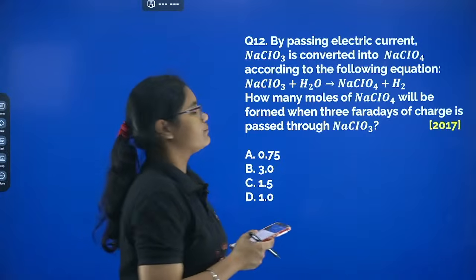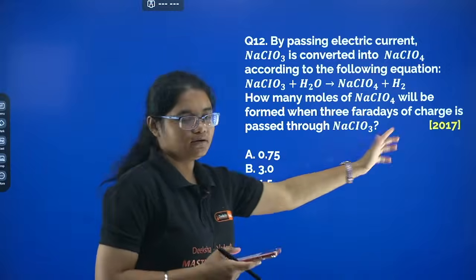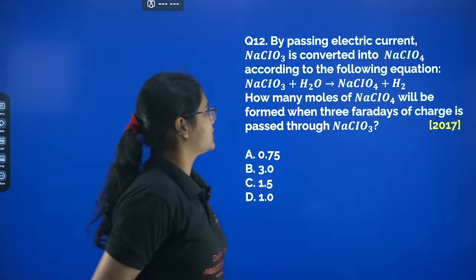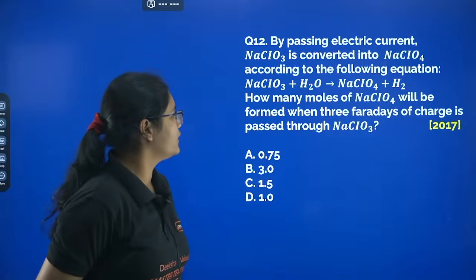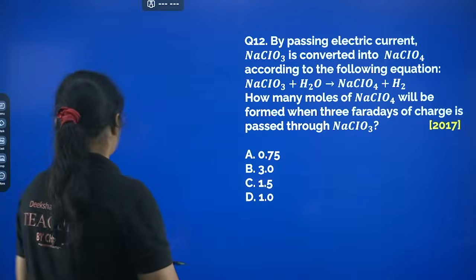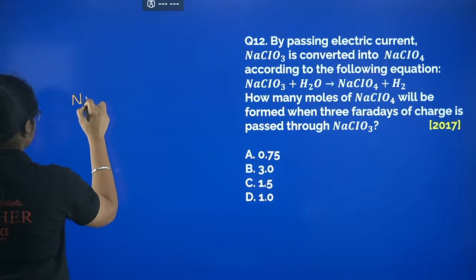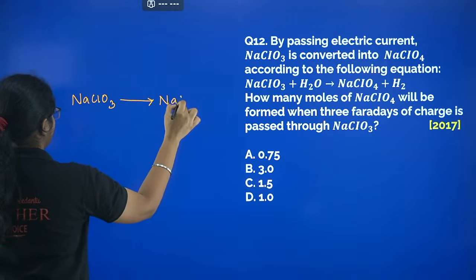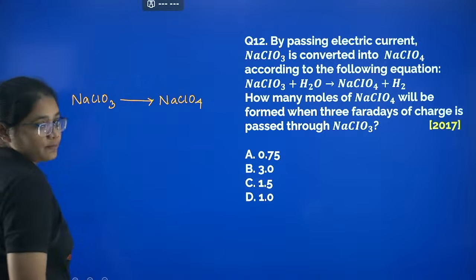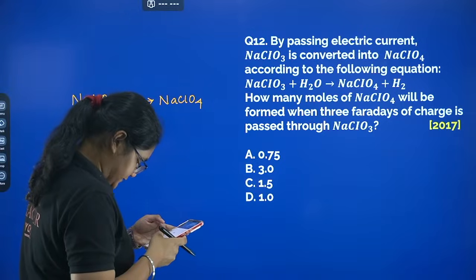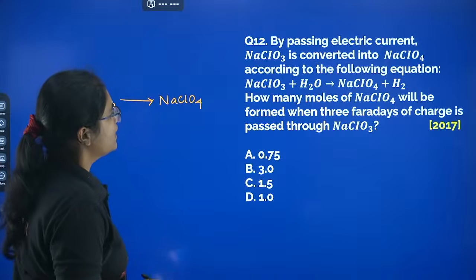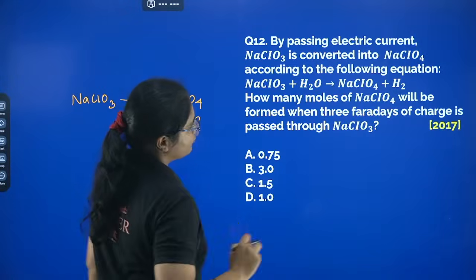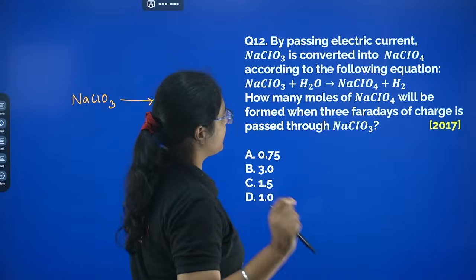Question number 12 here. Very important question, okay? 2017, not very old question. By passing electric current, NaClO3 is converted to NaClO4 according to the following equation. Okay, we don't have to worry about the equation. You just need to know that NaClO3 is getting converted to NaClO4. Okay, next, how many moles of NaClO4 will be formed when 3 Faraday of charge is passed through NaClO3.